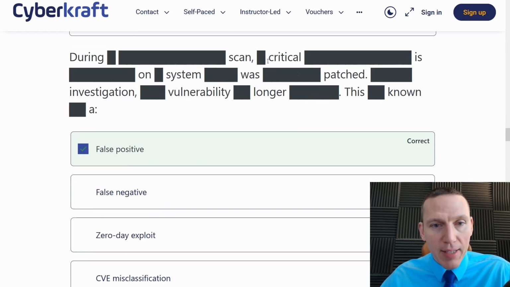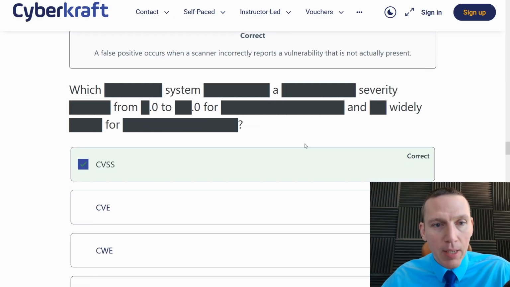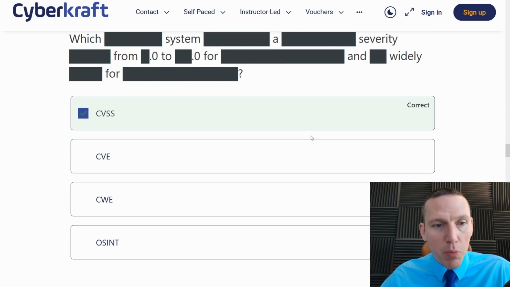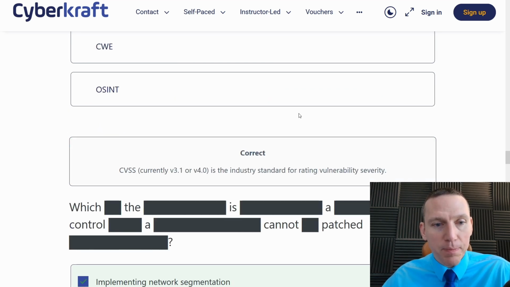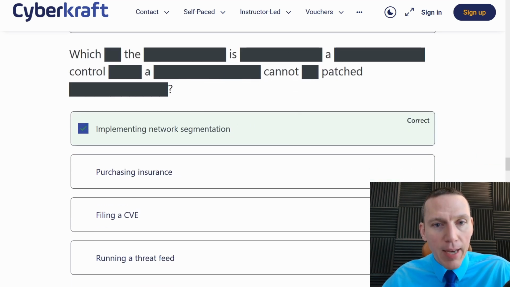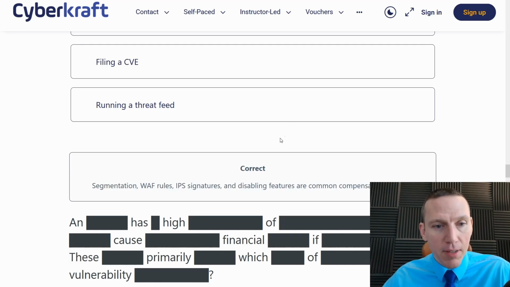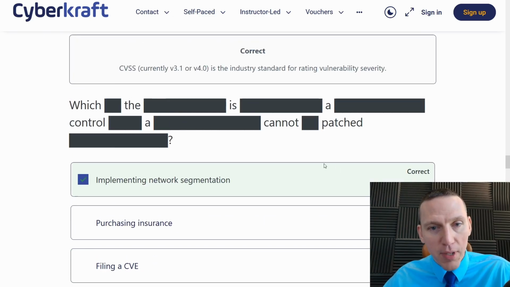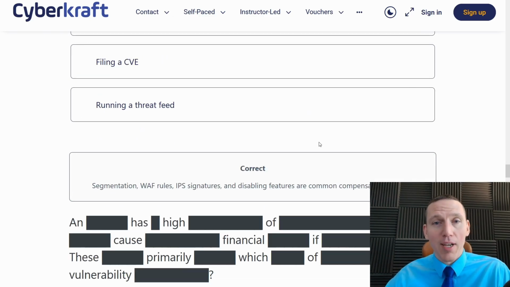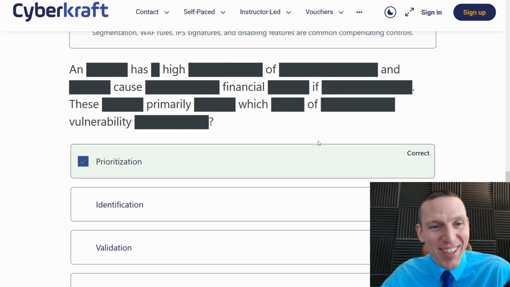During a blank scan. Okay, this is a false positive. That made sense. When the scanner incorrectly reports a CVSS system, this made sense just because of the numbers there. Network segmentation. That worked because why? Segmentation, WAF rules, disable feature, common compensating controls. I still don't know what we're compensating for, but it was the correct answer.